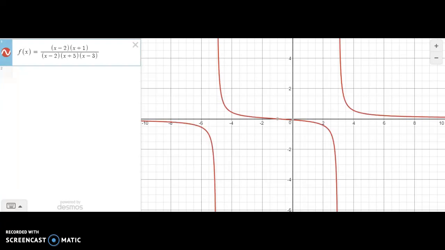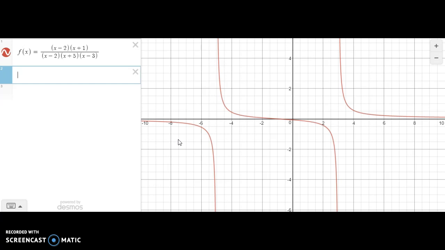So today I'm going to be teaching the skill: I can graph a rational function to show key features, and the key concept is how to find key features on a graph. So the first problem I'm going to be doing is (x - 2)(x + 1) over (x - 2)(x + 5)(x - 3).